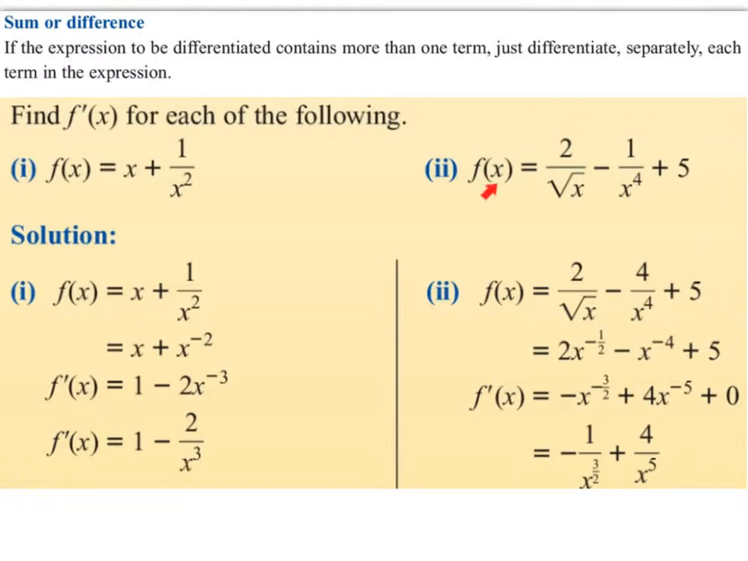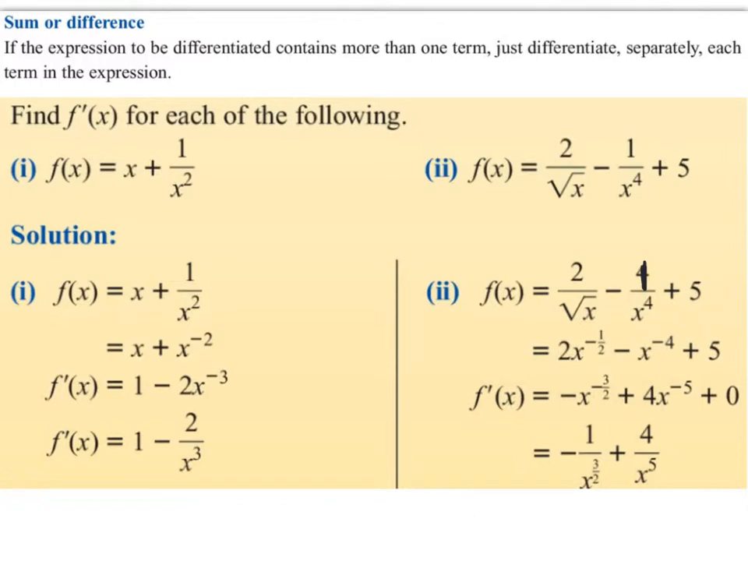Part 2. f of x equals 2 over root x minus 1 over x to the power of 4 plus 5. So 2 over root x gets rewritten as 2x to the power of minus a half. Minus 1 over x to the power of 4 gets rewritten as minus x to the power of minus 4. And plus 5 stays as plus 5.